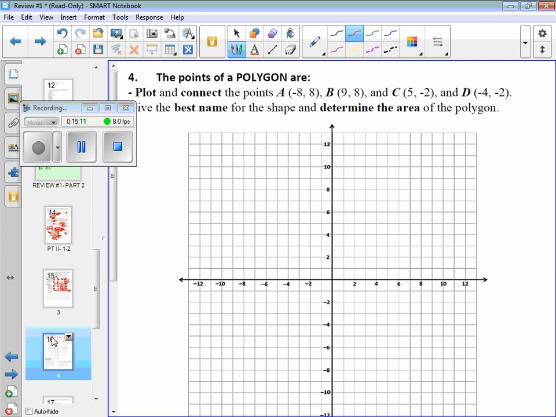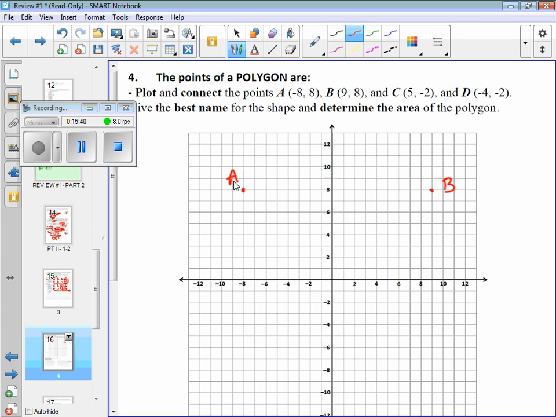Out of all of the questions that I would urge you to check your work, the coordinate plane is one of them. If you plot one point incorrectly, it's gonna throw everything else off. So be real careful and double check your plot points. Okay, right, but let's just do it first. Negative 8, positive 8 is there. Then you've got 9, 8. And again, be real careful.